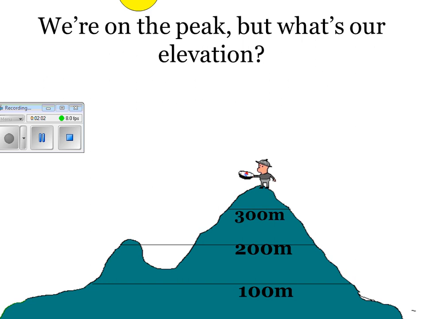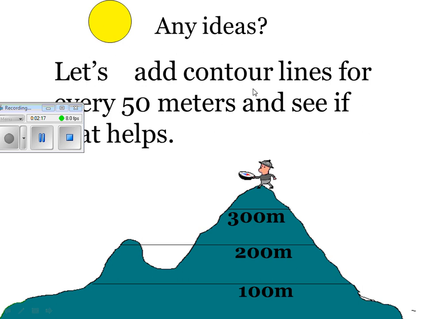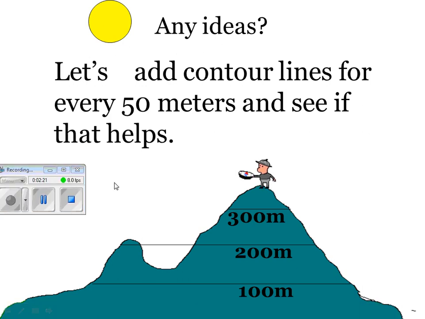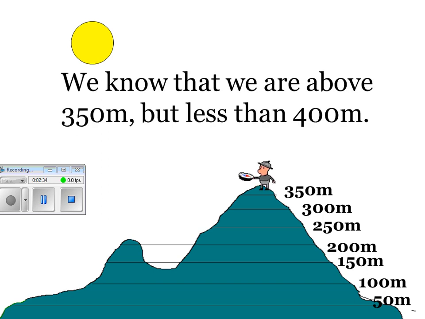We're on the peak, but what is the elevation? Any idea? What can we at least narrow it down to? That it's above what? If we add in some contour lines, it's going to make it a little bit easier so we can figure out a little bit more specifically. Now we've got more contour lines, so now we know it's above at least 350. But how do we know that's not all the way up to 400 meters? Because there's no 400 meter line. We see a 350, but without that 400 meter line on there, we can't say that he's at 400 meters. We just know that he's above 350. So he's somewhere between 351 and 399 meters.